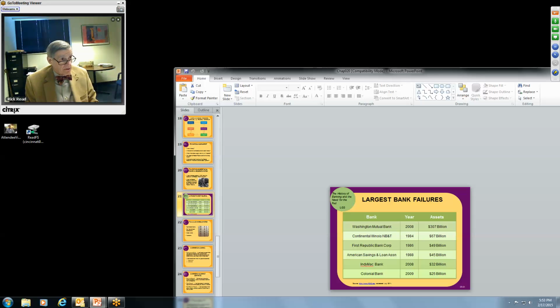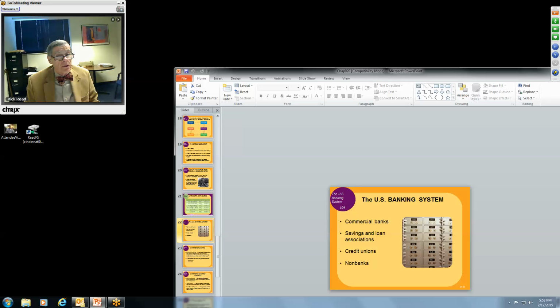Huge amount of money. Now, this is what makes up the United States banking system: commercial banks, that's where most of us go for our transactions, savings and loans, credit unions, and then non-banks. And we're going to discuss each of those.